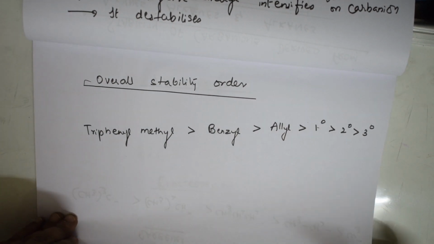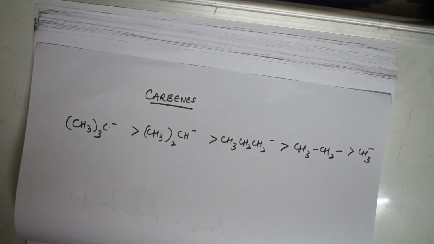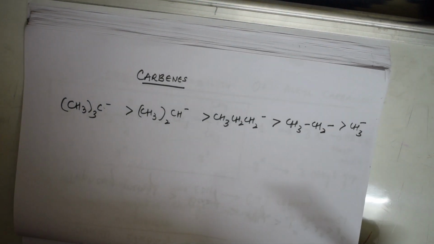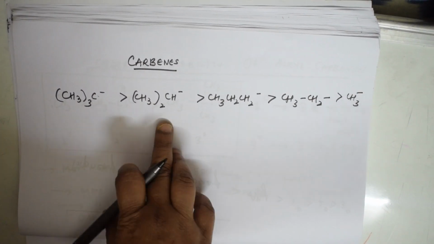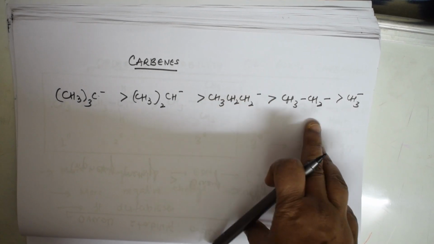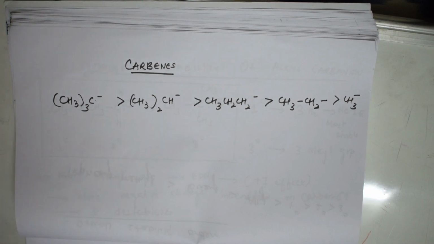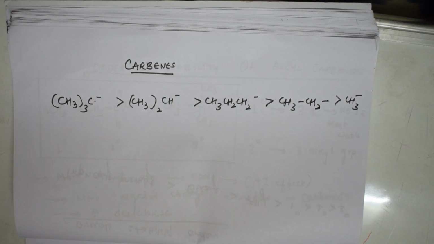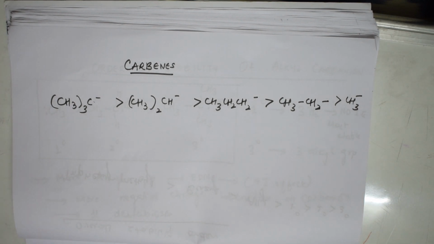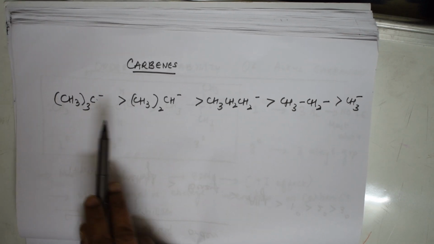Now let us do the next reaction intermediate, carbenes. So here in carbenes, what is the order? They have given this order: tertiary, secondary, primary, ethyl, methyl. When I check these carbenes, we call them triplet carbene and singlet carbene. So what should you remember in carbenes? Triplet carbenes are relatively more stable than singlet.